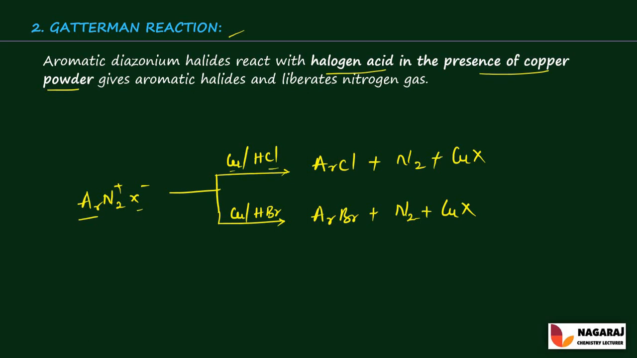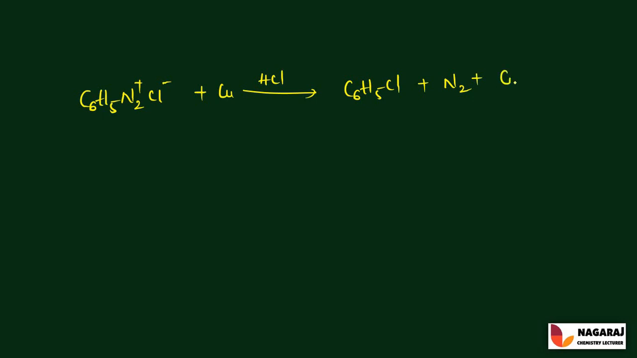And in the presence of HBr, it gives the product ArBr plus nitrogen gas plus CuX. The yield in the Sandmeyer reaction is found to be better than Gattermann's reaction. That is, the percentage of yield in the Sandmeyer reaction is better as compared to Gattermann's reaction. For example, let us take C6H5N2+ Cl-. It reacts with copper in the presence of hydrochloric acid. So it gives C6H5Cl, chlorobenzene, plus nitrogen gas plus CuCl.